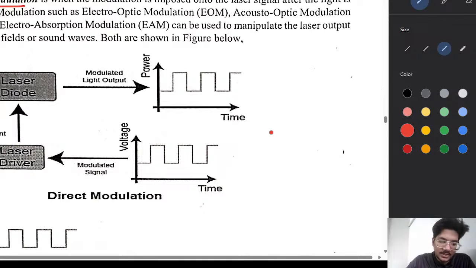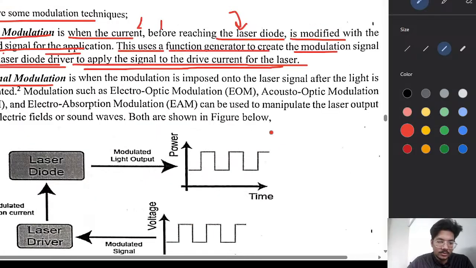Frequency modulation is when a current change slightly shifts the laser frequency. Why direct modulation? Because the modulation signal directly controls the laser current. No external optical modulator is used. For example, if you apply a square wave from a function generator, when the current switches high the laser is on, and when the current switches low the laser is off. This becomes a digital optical signal. The advantage is that it is simple.